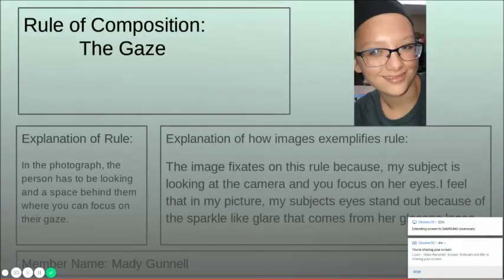The explanation of the gaze is that in the photograph, the person has to be looking into the space in front of them, where you can focus on their gaze. My image fixates on this rule because my subject is looking at the camera and you can focus on her eyes. I feel that in my picture, the subject's eyes stand out because of the sparkle-like glare that comes from her glasses lens.